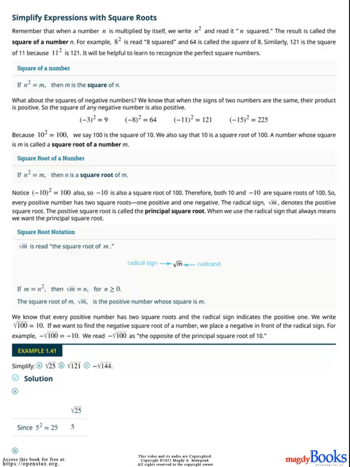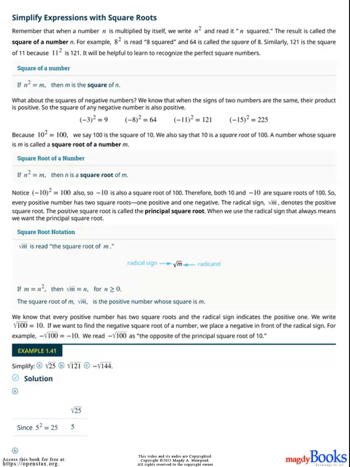Notice (-10) squared equals 100 also, so -10 is also a square root of 100. Therefore, both 10 and -10 are square roots of 100. So every positive number has two square roots, one positive and one negative. The radical sign, square root of m, denotes the positive square root. The positive square root is called the principal square root. When we use the radical sign, that always means we want the principal square root.